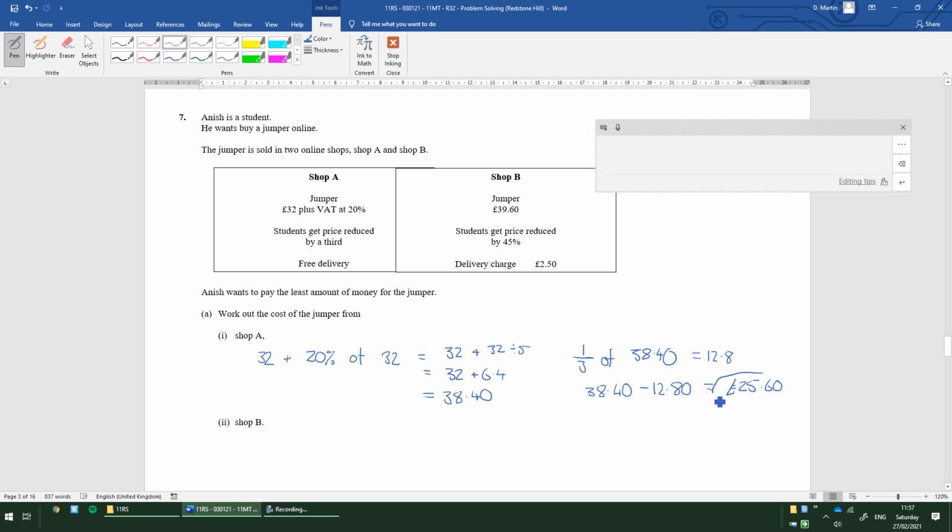For shop B, we've got to do £39.60, but it's reduced by 45%. So we want to do 45% of £39.60. Well, that's going to be £39.60 divided by 100 times 45, which gives us £17.82. And it's reduced by, so we have to take that off, £39.60 minus 17.82.